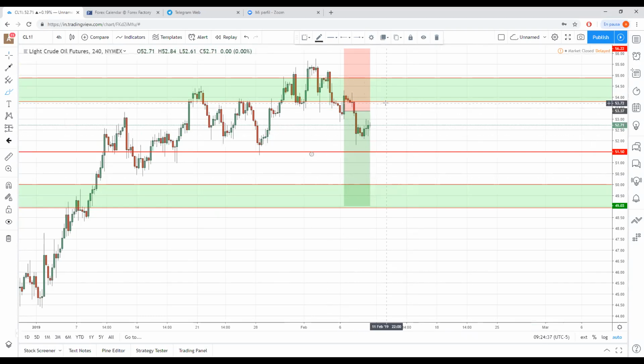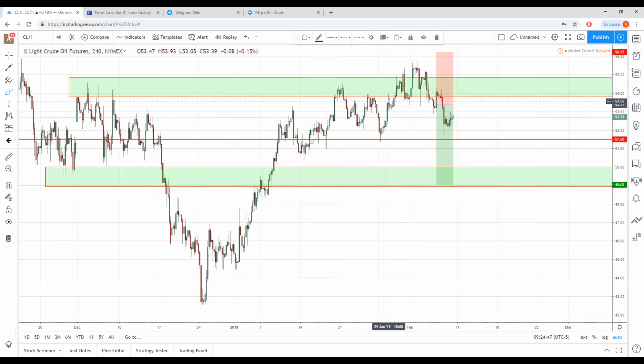But you want to see some weakness around this area before adding to your position. So far, the short trade idea is still valid. If you took some profits, great. If you are still in it, that's also great. So let's see if we go to the lower part.